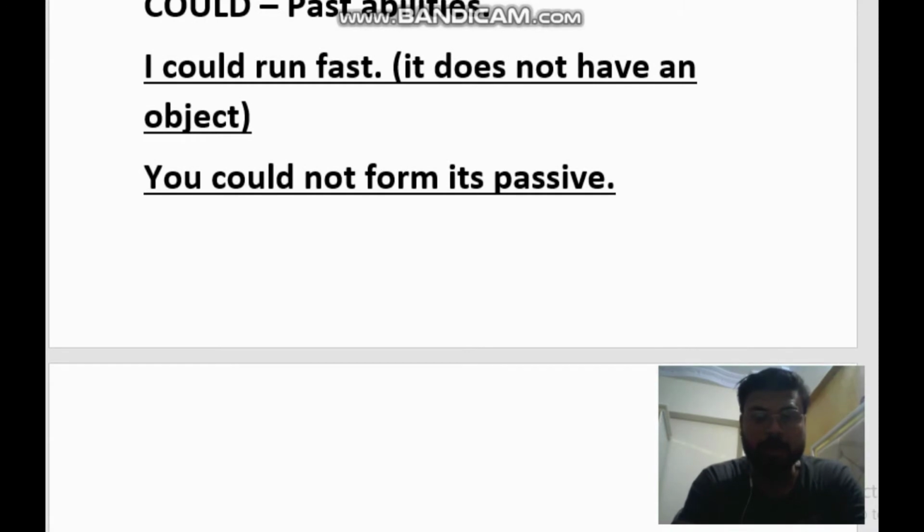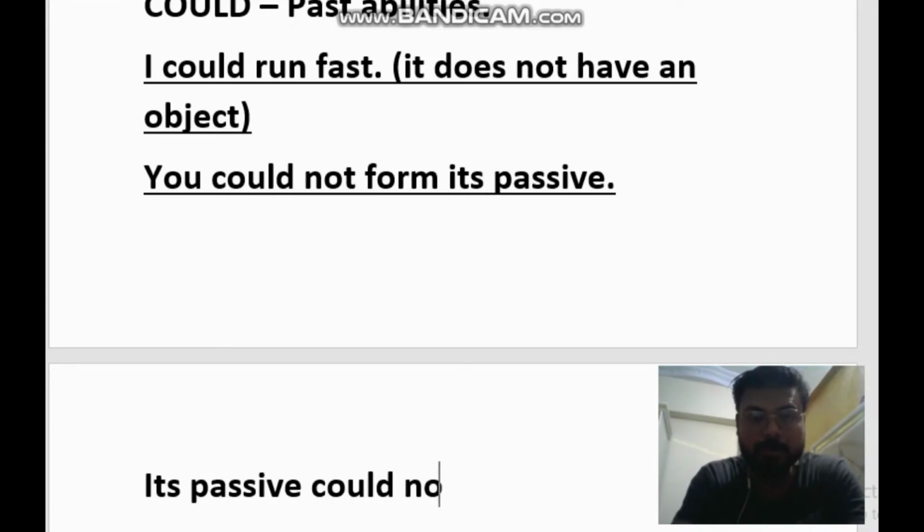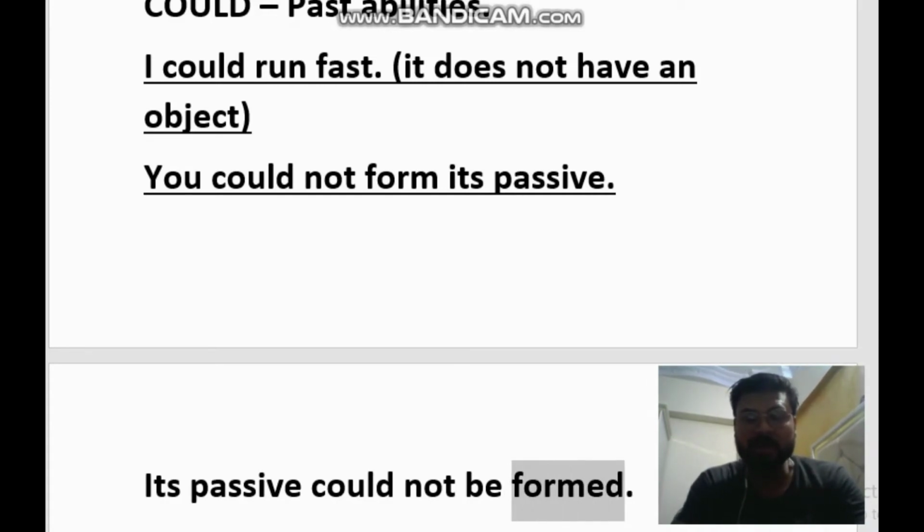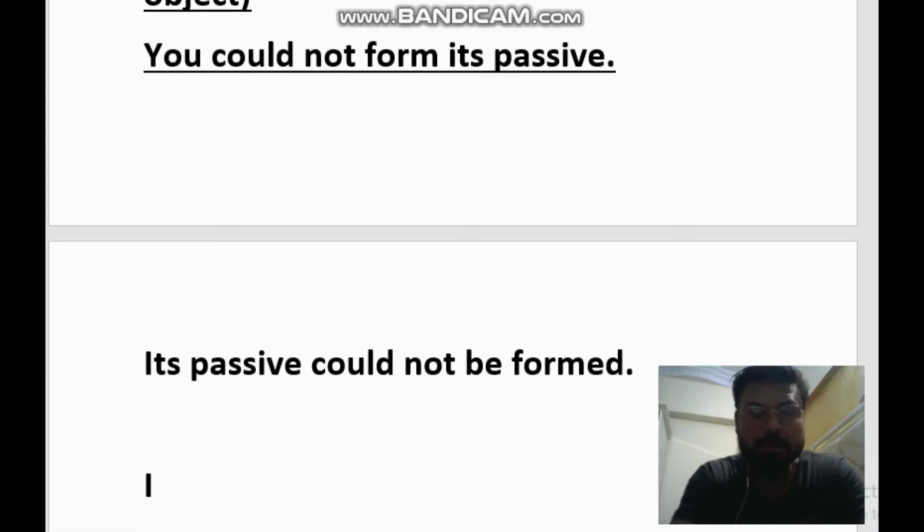So another example, if I take, you could not form its passive. What's going to be the passive of this sentence? Its passive could not be formed. You see, we have the participle, the same rule. We have be here, then we have could here, that's going to be could be, and then we have the object here.